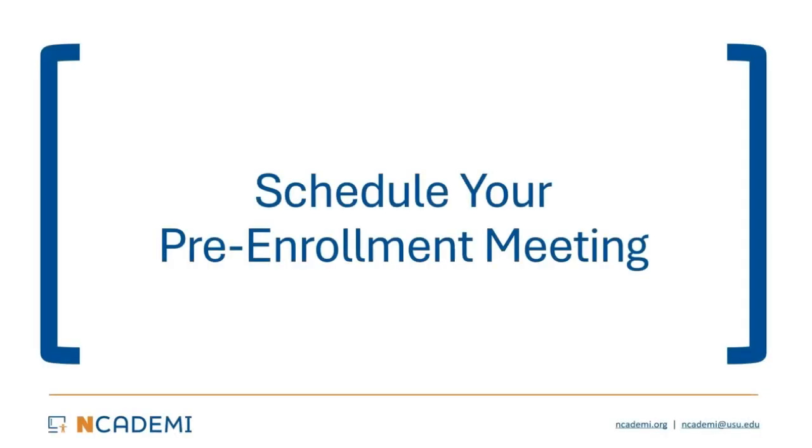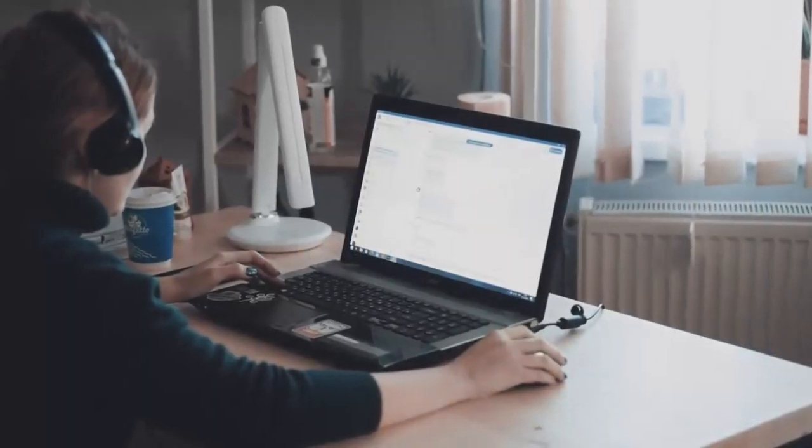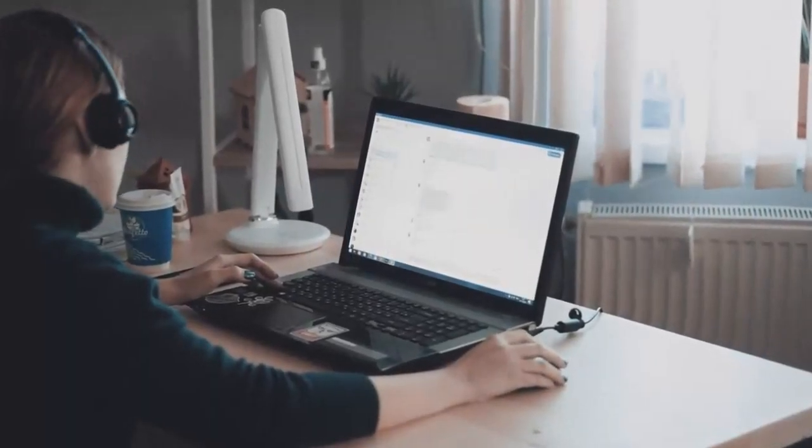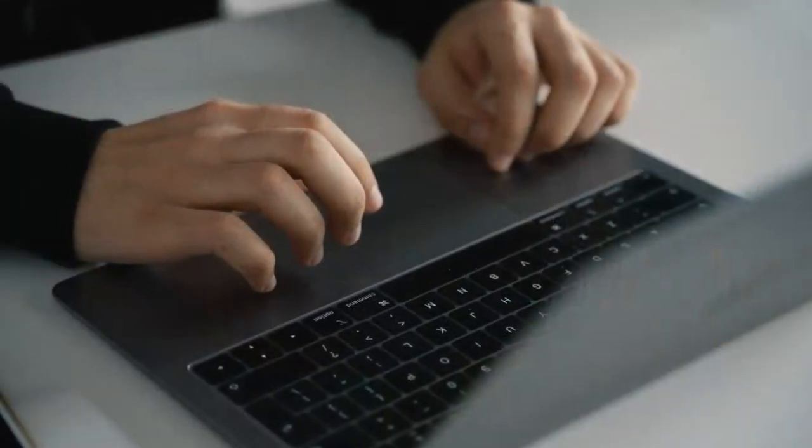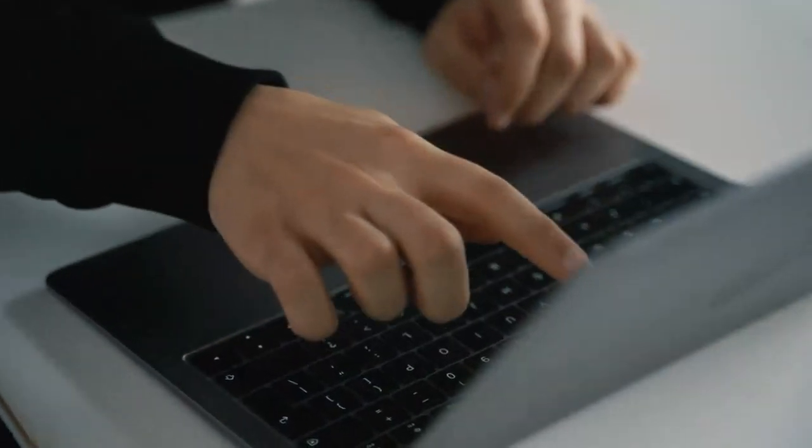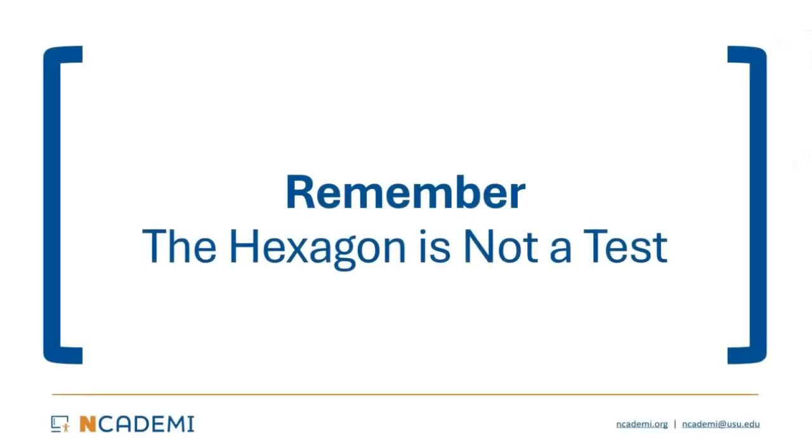Once your team has completed the Hexagon, it's time to schedule your pre-enrollment meeting and share your completed Hexagon with NCADEMY for review. During the meeting, we'll discuss your responses, ask clarifying questions, and ensure we have a shared understanding of your team's readiness as we prepare to onboard your team into the PLG. The protocol also serves as a valuable baseline that your team can revisit over time as your implementation progresses and you work towards sustainability. Just remember, the Hexagon is not a test.